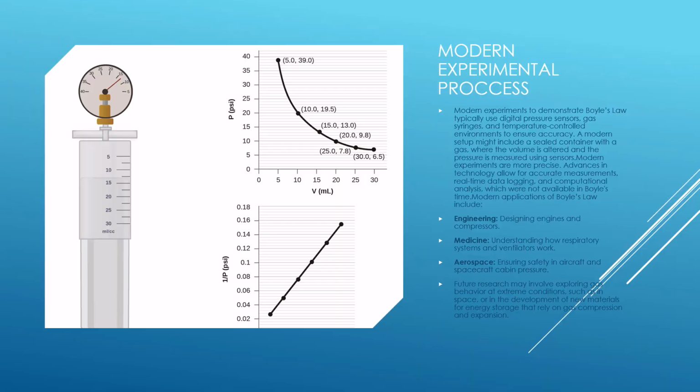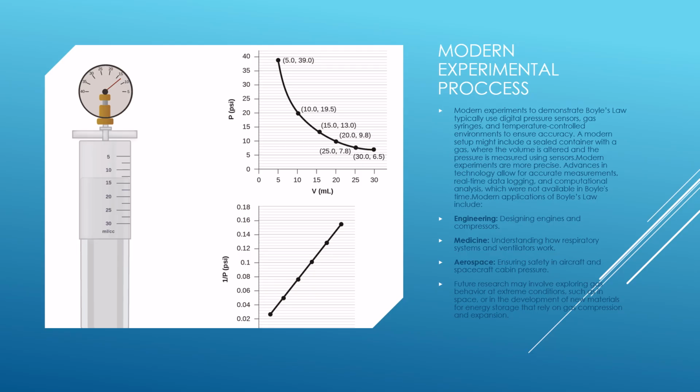Modern experiments to demonstrate Boyle's law typically use digital pressure sensors, gas syringes, and temperature controlled environments to ensure accuracy. A modern setup might include a sealed container with the gas, where the volume is altered and the pressure is measured using sensors.